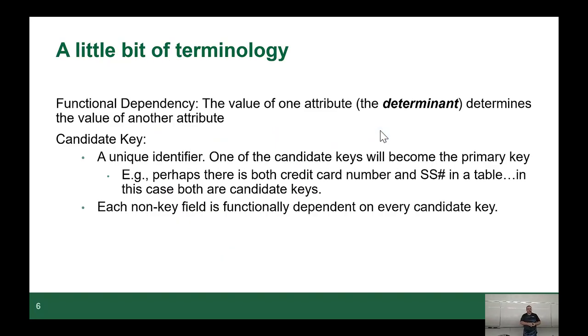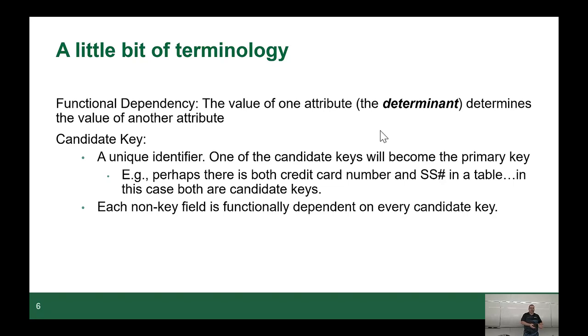Okay. So we need a little bit of terminology before we can dive into the meat and potatoes of this. A functional dependency is when the value of one attribute, also known as a determinant, determines the value of another attribute. These are known as candidate keys, also known as unique identifiers, which will become a primary key eventually, potentially. So it's a unique identifier. One of the candidate keys will become the primary key, most likely.